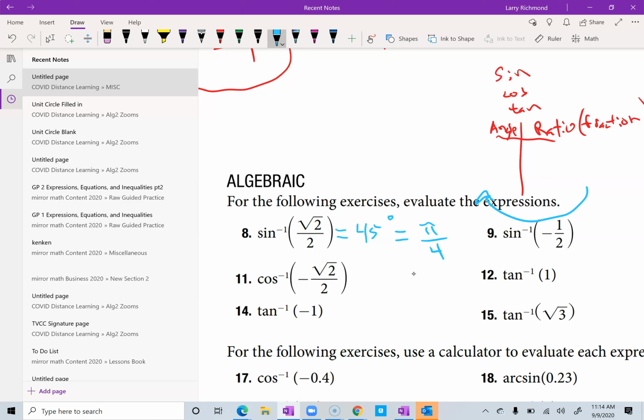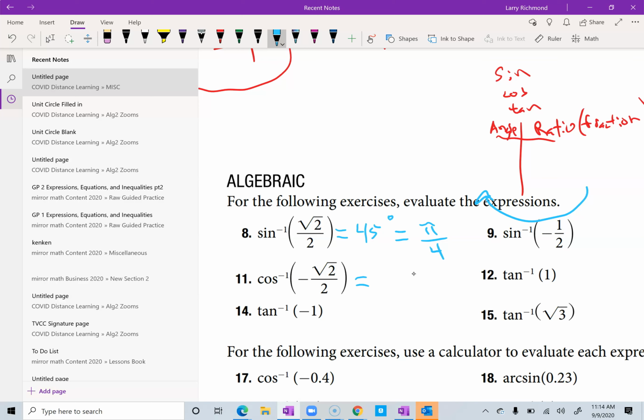Okay, let's look at number 11 now. It's negative square root of 2 over 2. Cosine, Kirsten, is x or y? Cosine is x. Good. First of all, what do we expect the output to be here? An angle. Why is it an angle? Because the input is a ratio. Good. We're doing the inverse function. The inverse function takes the ratio and outputs an angle. An angle's coming out.